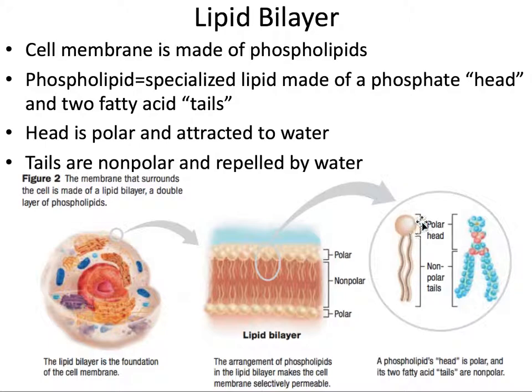The heads are polar. They are hydrophilic, which means they like water. And the tails are nonpolar. They are hydrophobic. They are repelled by water. And they line up next to each other and they form these two layers. So one layer here and one layer there.